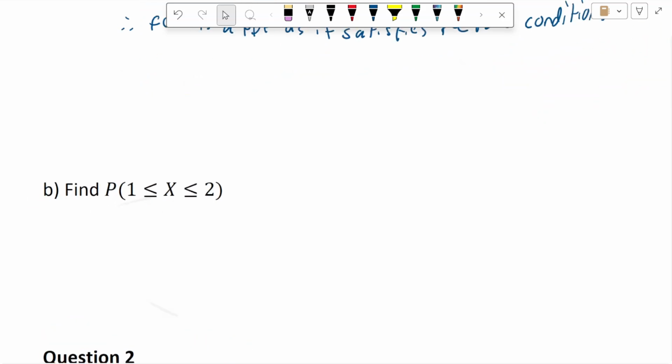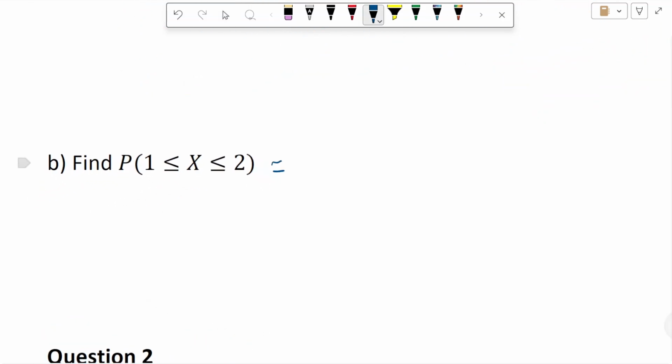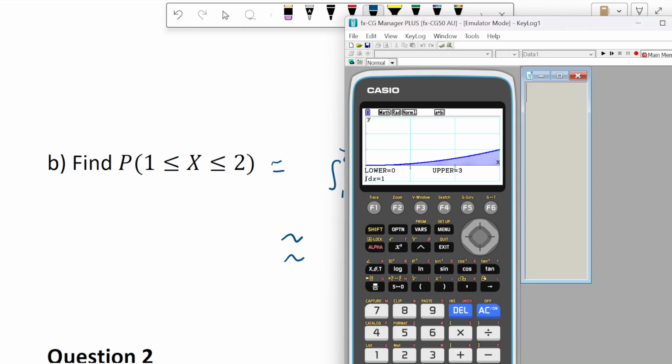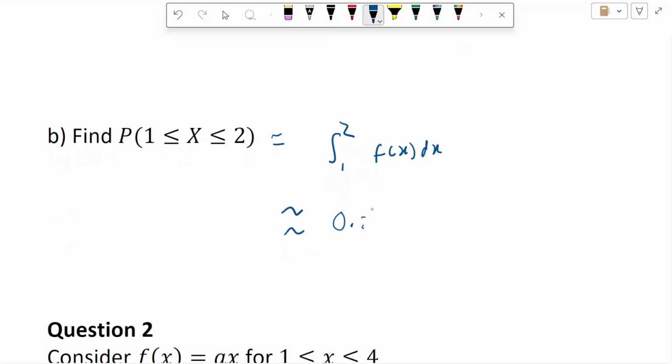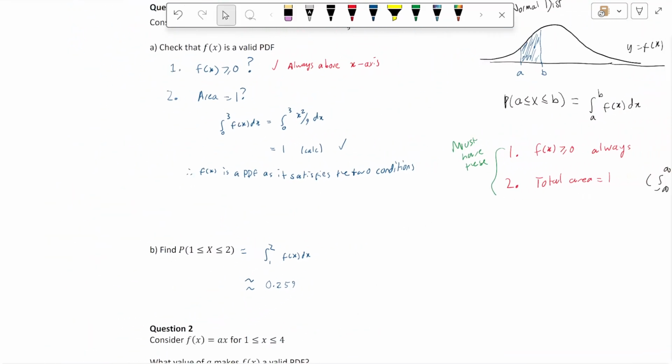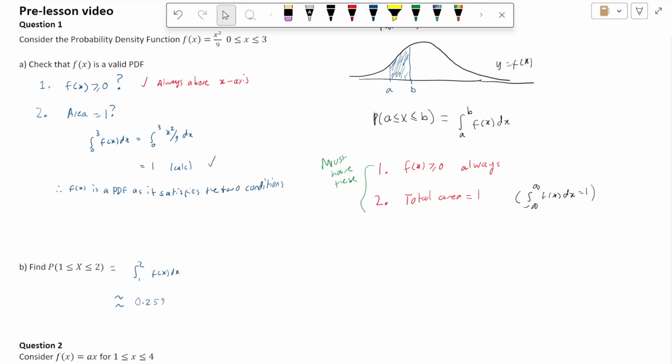Okay, find the probability that we're between 1 and 2. So this will be the integral from 1 to 2 of our function, which roughly equals, and we can work out that integral. So if we go integral, and I type 1 and then I type 2, it'll give us an integral of 0.259. So we can just directly work out probabilities. Okay, so that's pretty much what you do with PDFs. We'll do more like means and medians and stuff in the next video, but we can calculate probabilities.